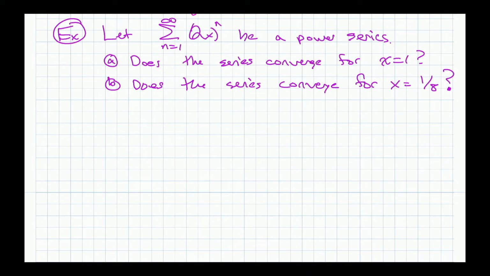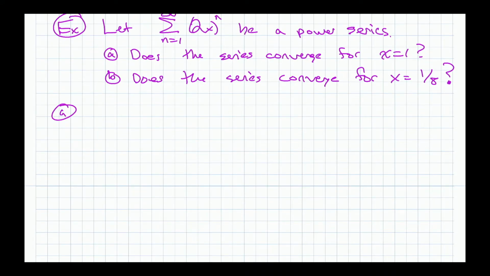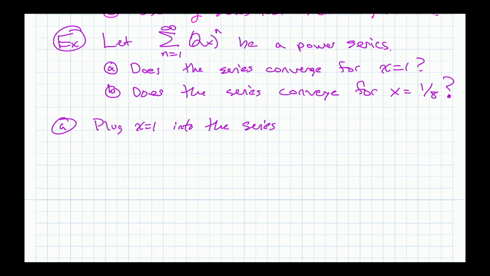All right, so for part A, let's try it. We want to know if the series converges for x equals 1, so what you need to do is plug x equals 1 into the series. There's the x, so you just put a 1 in there. You get 2 times 1 to the n, so that's simply the sum from n equals 1 to infinity of 2 to the n.